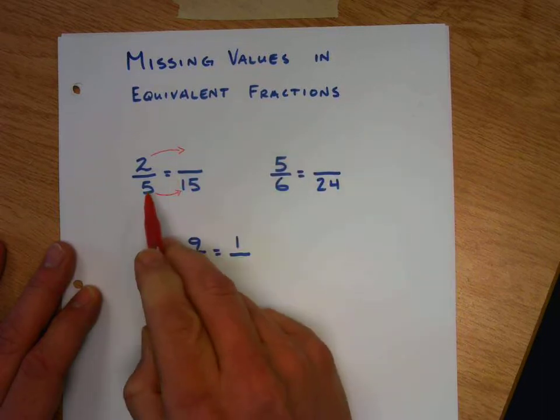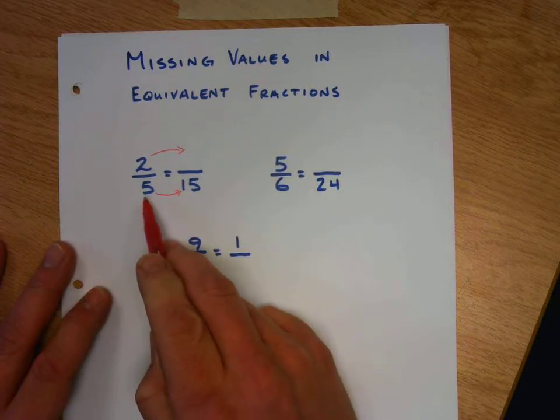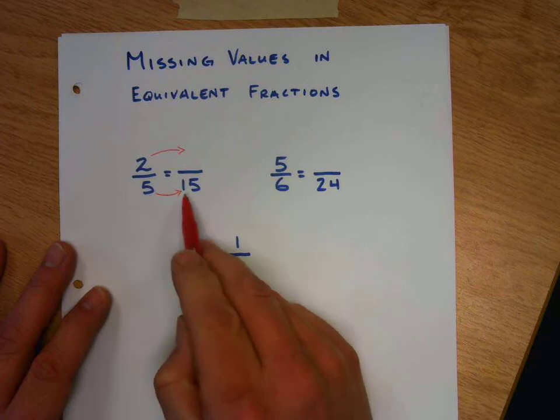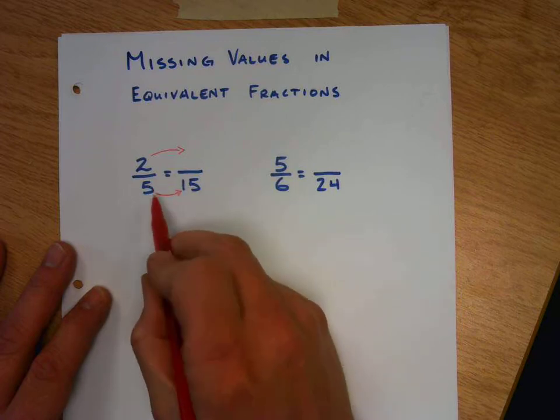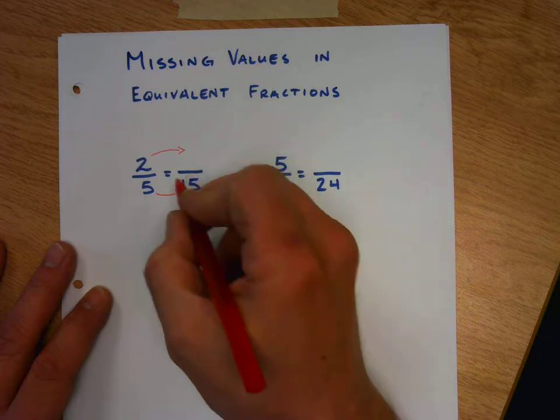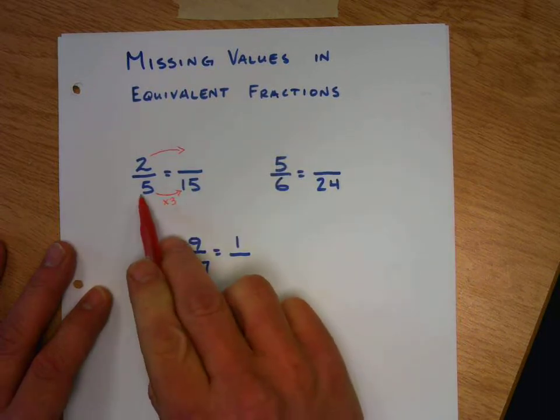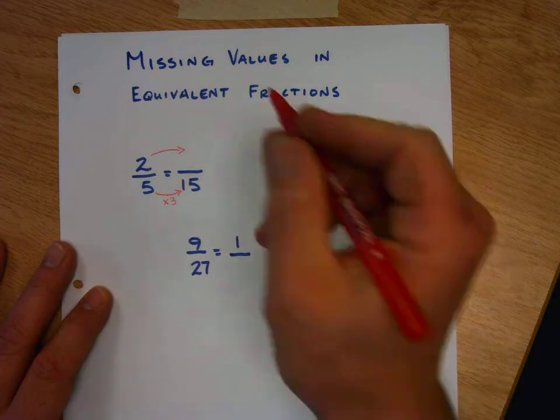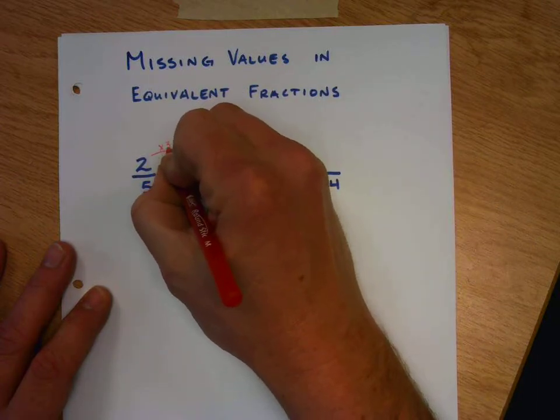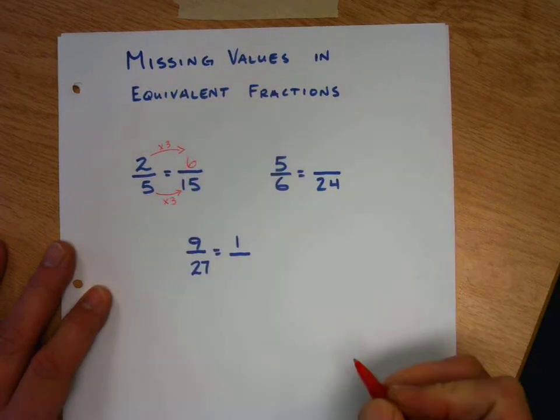So we would look at the pairs of values that are together, 5 and 15 for example. We'd look at how many 5s we would need to make 15, and we know that would be 3. So whatever we do to the denominator, we would also need to do to the numerator. So it would be 2 times 3, which would give us 6.